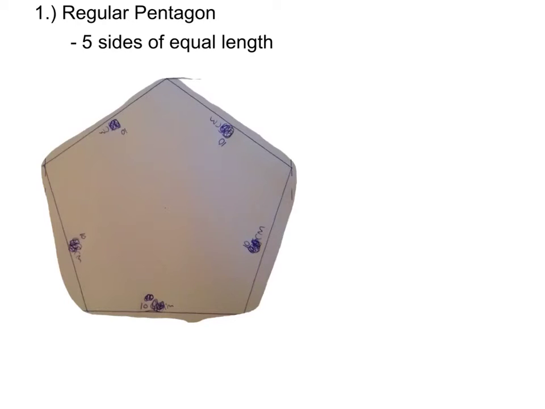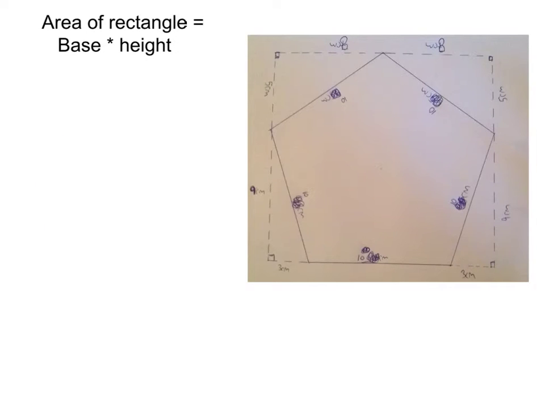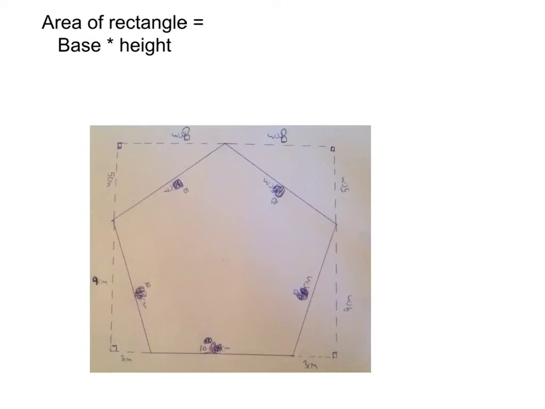Well, if we compose this pentagon into a nice rectangle, we can calculate the area of the pentagon. Take notice of the rectangle on the outside of that pentagon, and also that we have 4 triangles on the outside of that pentagon. We know how to calculate the area of a rectangle. That's just base times height. What's the base of our rectangle? Our base is 3 centimeters plus 10 centimeters plus 3 centimeters. We'll multiply that by our height. Our height is 9 centimeters plus 5 centimeters.